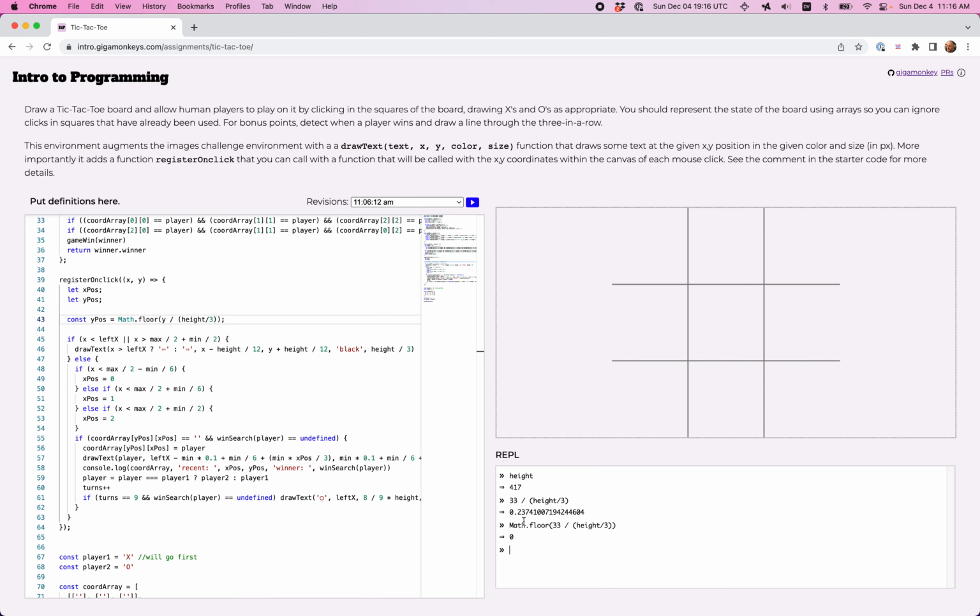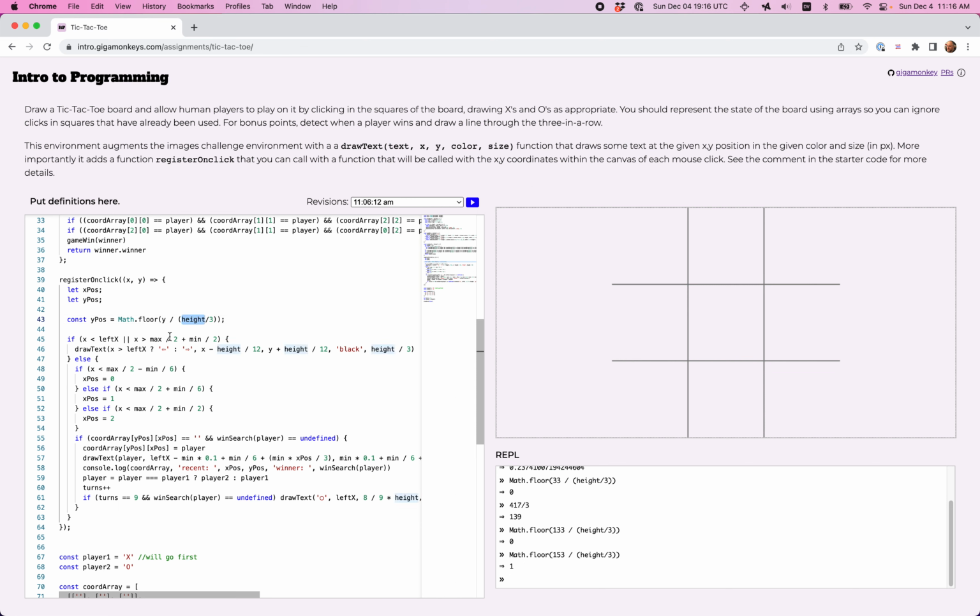If we took the floor of that over here in the REPL, that would give us 0. So presumably we can check: 417 divided by 3 is 139. So anything less than 139, like 133, should still give us 0. It's still in that first row. But if it's 153, now we're into the second row, but not into the third. So that expression is this expression. Now I'm confident that it works.